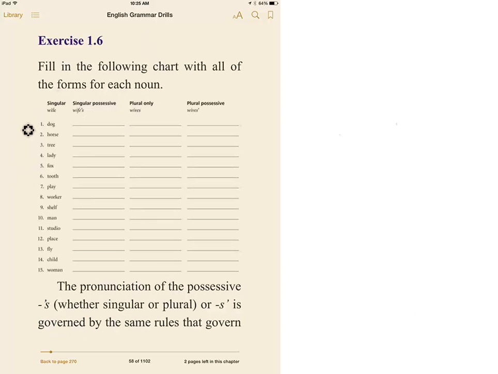So when we come down to here, it says fill in the chart with all of the forms for each noun, all right? So we want the singular possessive, we want the plural only, and we want the plural possessive. So the first one is dog. So singular possessive is dog's, and we're going to put the apostrophe before the S, okay? And I'm going to get rid of these up here so they don't get in the way. All right, the plural only, of course, we say them all the same, dogs. And then the plural possessive, if several dogs own something, dogs'. Plural possessive, all right? So you can see that the meaning changes depending on where that apostrophe is, all right?